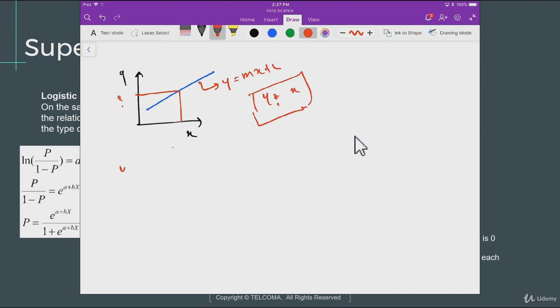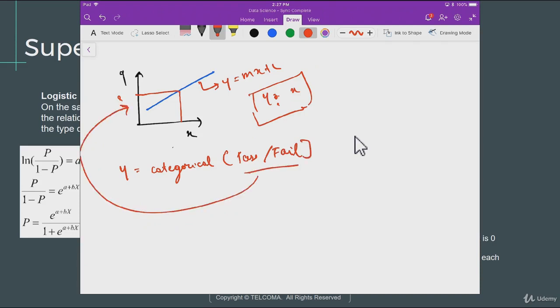But then when your y is categorical, right? Which means it can take values, let's say like pass or fail. How does it really work? Can we put pass and fail into this equation? Not really possible, right? So what could be a workaround over here? Do we really have an alternative that we can encode this into the y-axis?